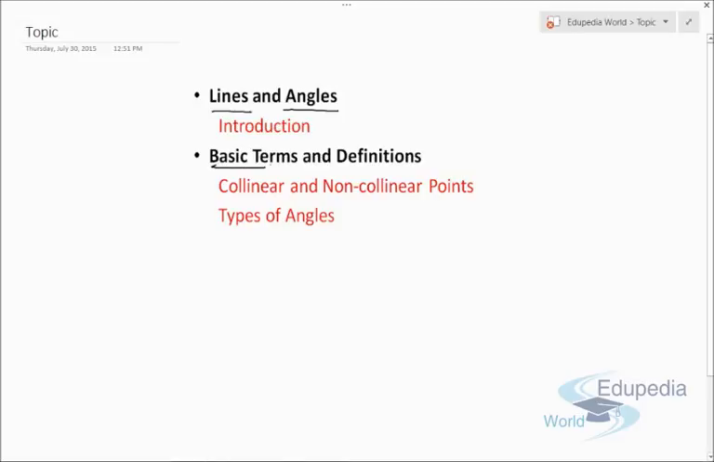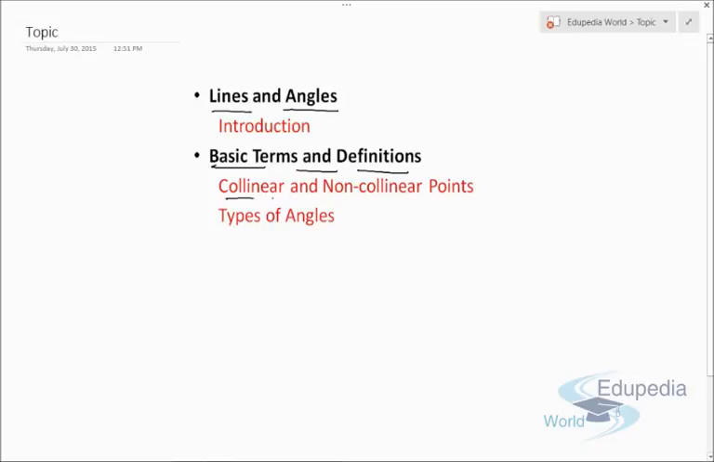Then we'll discuss some of the basic terms which you are already familiar with. You must have done it in the previous classes also, and we have also discussed some of the terms and definitions of Euclidean geometry in the previous videos. But we'll extend some of the concepts of those terms in this video also.